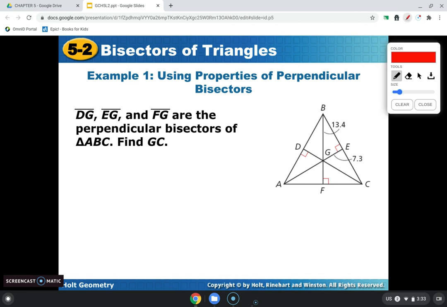DE, EG, and FG are the perpendicular bisectors. Find GC. Since these are the perpendicular bisectors, they are the same distance to all the vertices. So if BG is 13.4, GC is also 13.4.